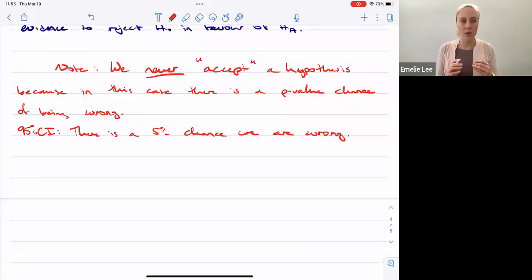Right? So you never ever accept, I don't want to see the word accept anywhere. You can never accept a hypothesis. You can have enough evidence to reject it, or you don't have enough evidence to reject it, but that's all based off of your sample, right? So that's just a note, but it's really important that you keep that in mind. Okay?